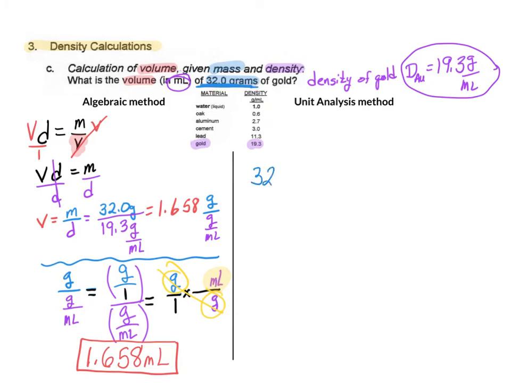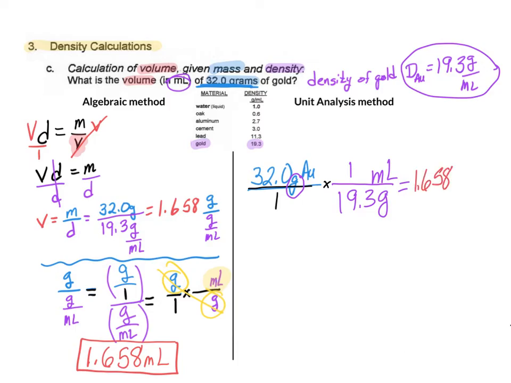You start with your 32 grams of gold, then you're going to put grams on the bottom in the next part of the question. Notice that we have grams on the bottom, and that means we're going to change it to milliliters, so grams on the bottom, milliliters on the top. The 19.3 stays with the grams, and we put a 1 with the milliliter as a placeholder 1. And now we do our solving of the equation, and we get the same answer of 1.658. And in this case, it's much easier to see that the unit here is milliliters, as we expected.